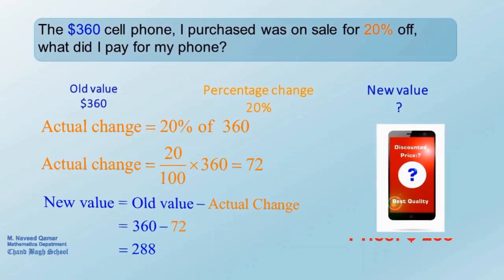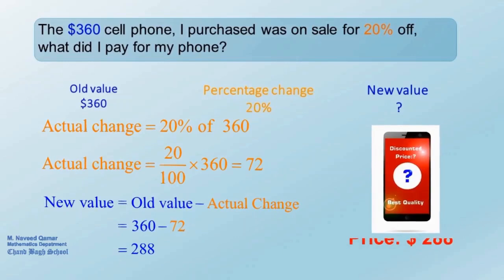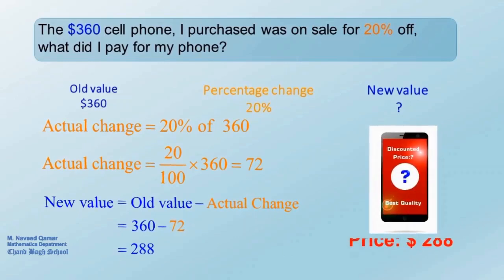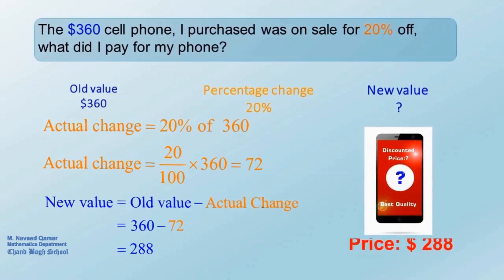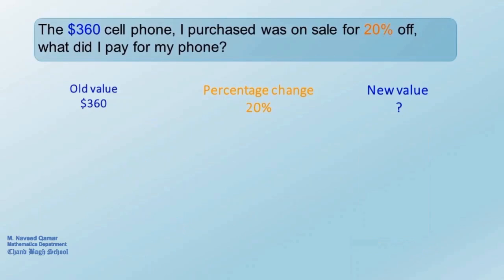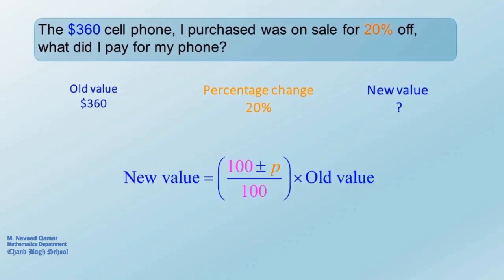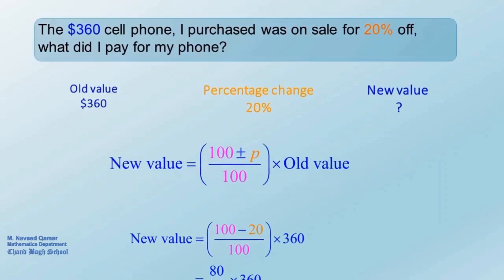Means the final price, the discounted price of the cell phone, is $288. We have another method to solve the same problem. To solve this problem, we can use this formula, that is new value is equal to 100 plus minus percentage change over 100 into old value.